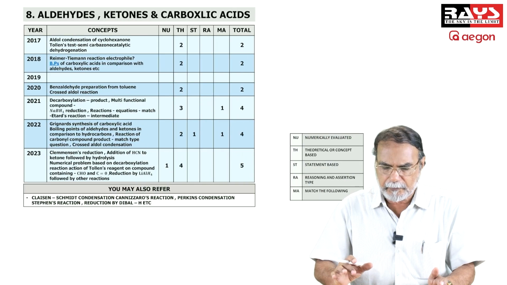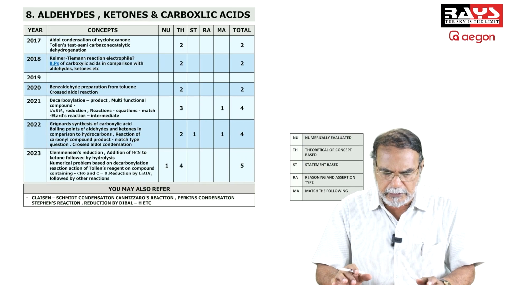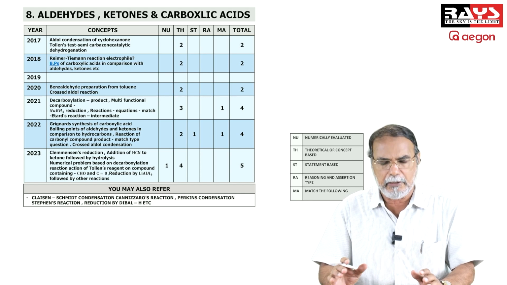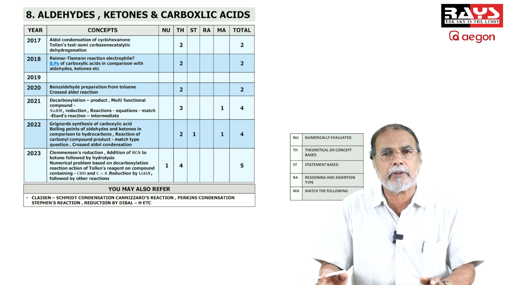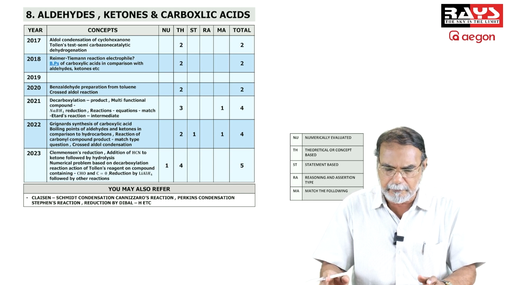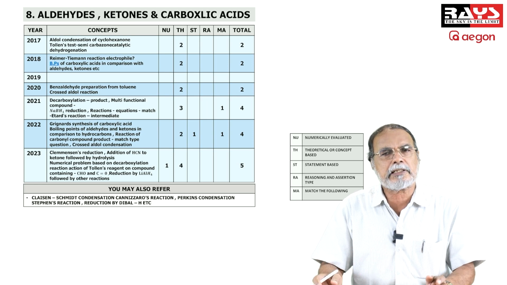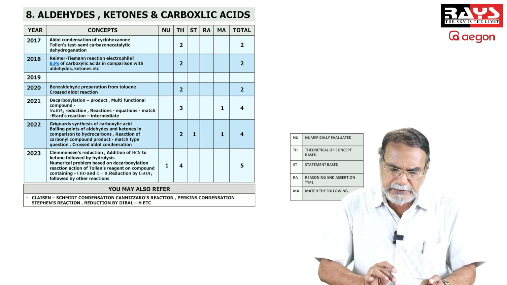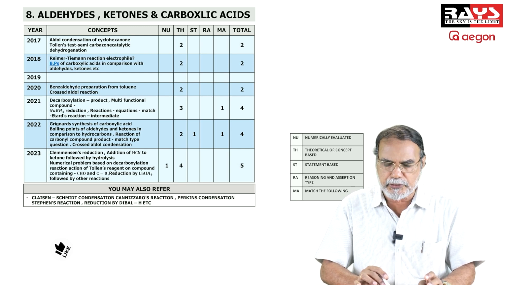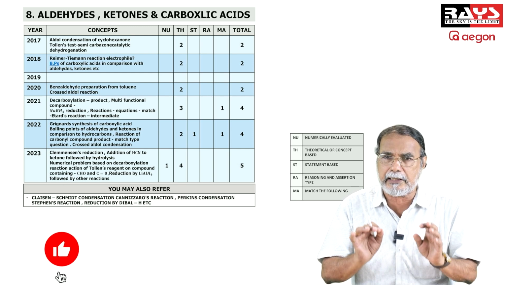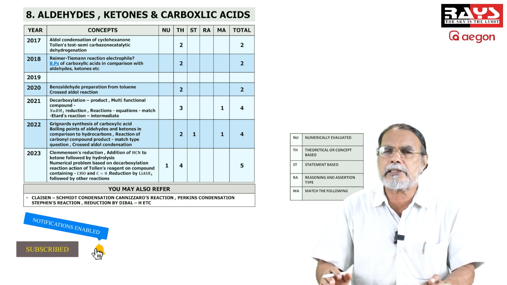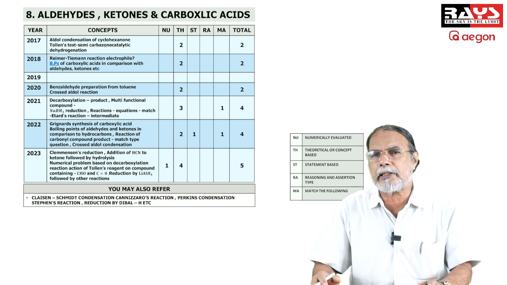Coming to the next chapter, that is aldehydes, ketones and carboxylic acids. It's a pretty long chapter, perhaps the longest chapter in organic chemistry, where a lot of details are very important from the exam point of view. In 2017, there was the aldol condensation of cyclohexanone, an example which is there in the textbook. And we studied so many examples of aldol condensation and crossed aldol condensation.